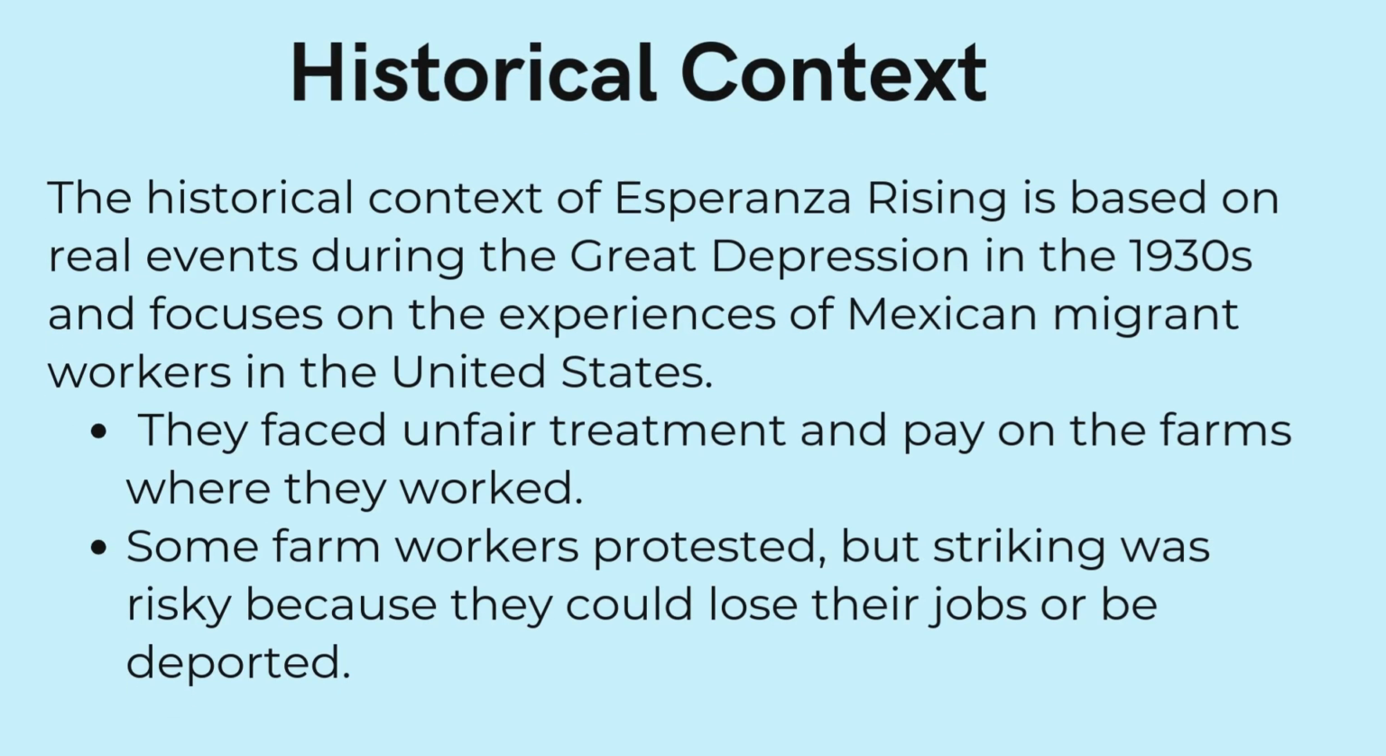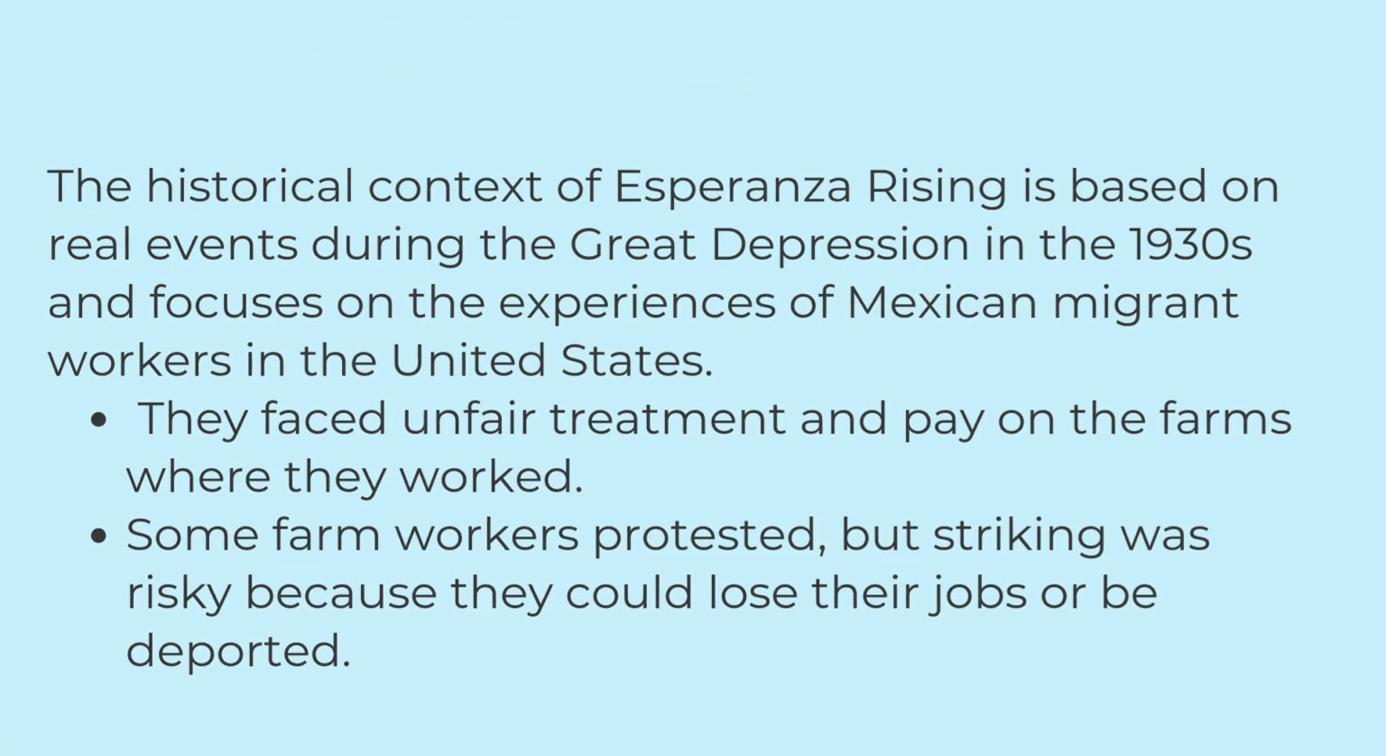The historical context of Esperanza Rising is based on real events during the Great Depression in the 1930s and focuses on the experience of Mexican migrant workers in the United States. They face unfair treatment on the farms where they work. Some farm workers protest, but striking was risky because they could lose their jobs or be deported.